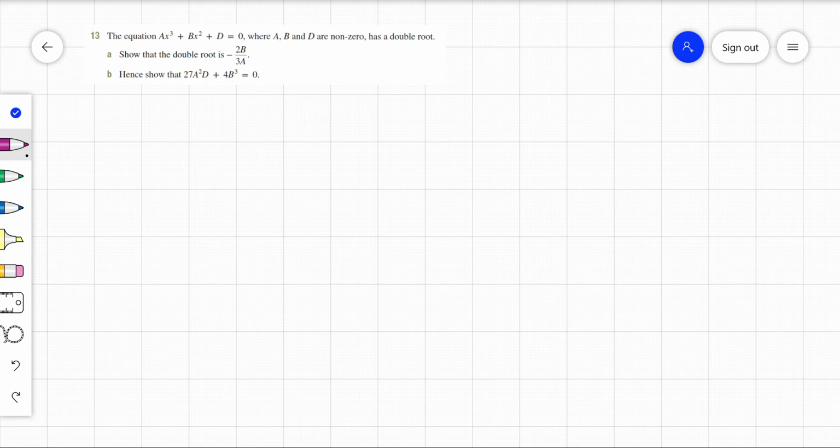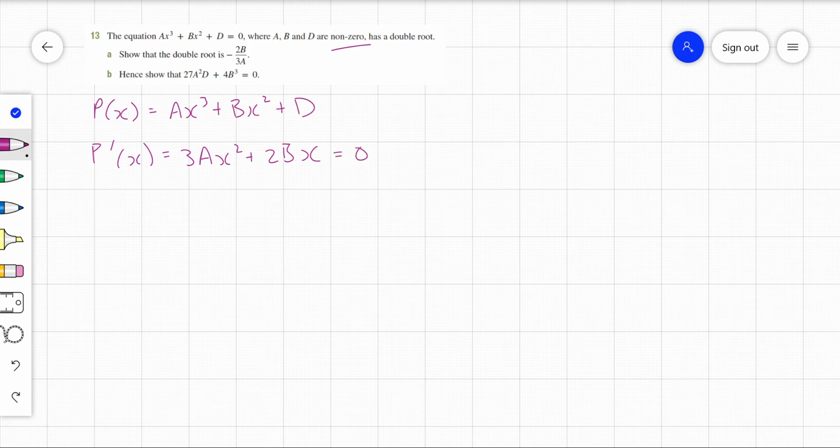Let's have a look at these. If I put down p of x, we've got ax cubed plus bx squared plus d, and it says that a, b and d are not 0, all right? So we're talking double root, so we're going to look at p dash of x. So p dash of x would be this equation here.